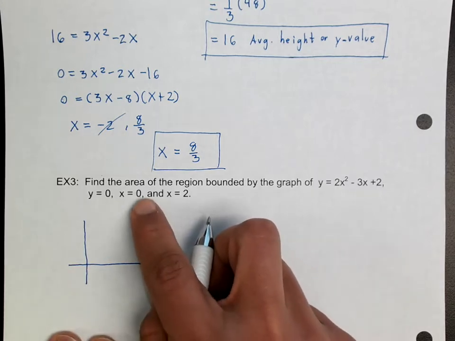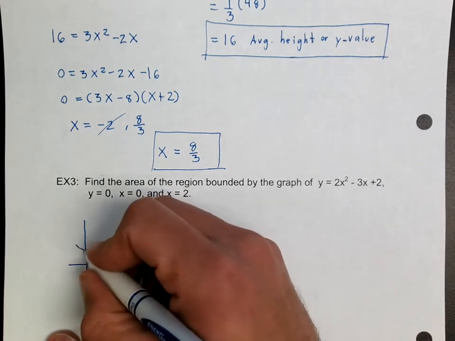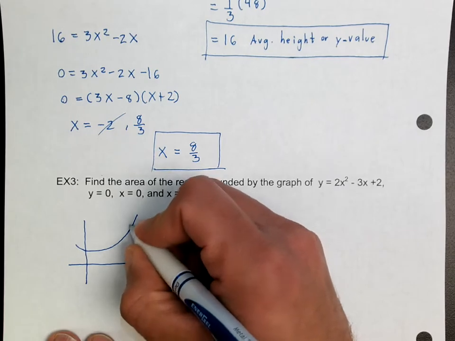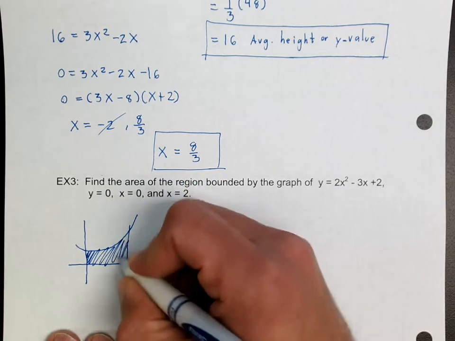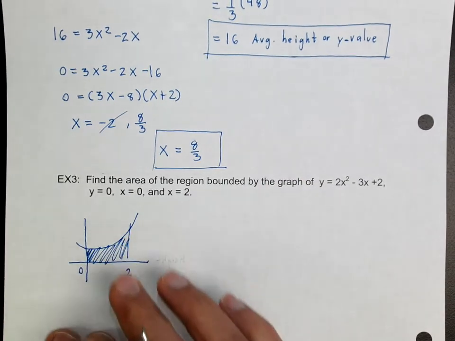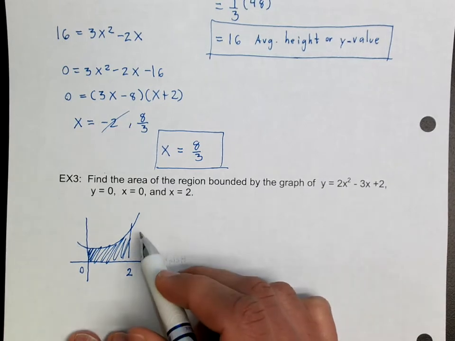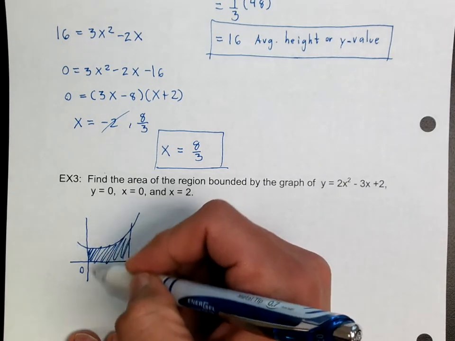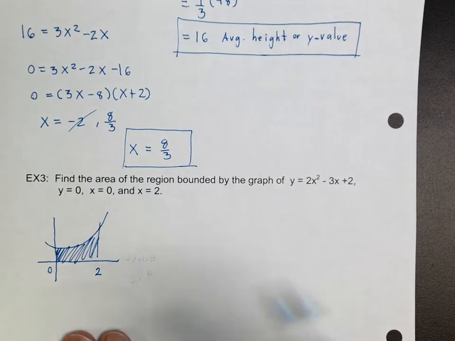Now they want to know between 0 and 2. So on this, let's say that this graph looks like that. They just want to know basically the integral between 0 and 2. That's all they really want to know. So again, y is equal to 0 is the x-axis. X is equal to 0 is actually this line right here, and x is equal to 2 is this line. So we're just going to take the integral of that.